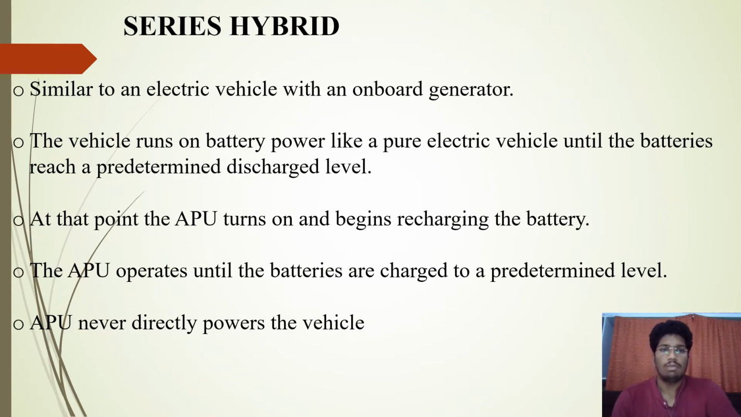Series hybrids can be illustrated in this manner. Similar to an electric vehicle with an onboard generator, the vehicle runs on battery power like a pure electric vehicle until the batteries reach a predetermined discharge level. At that point, the APU turns on and begins recharging the battery. The APU operates until the batteries are charged to the predetermined level. The APU never directly powers the vehicle.